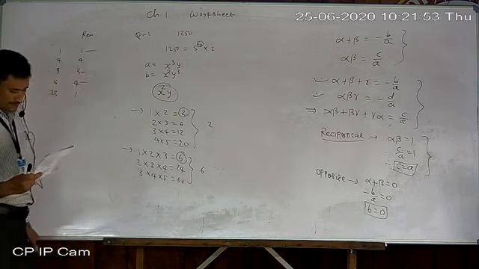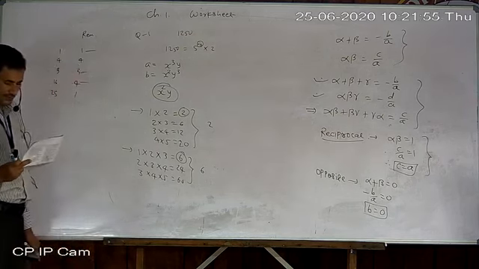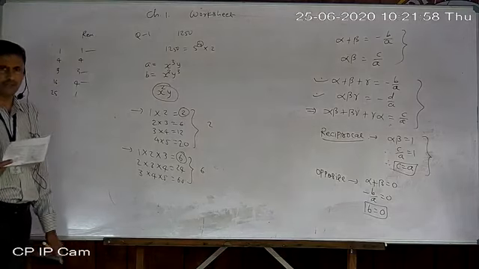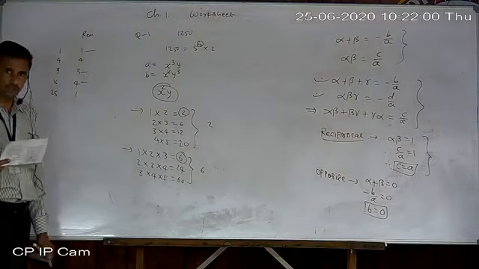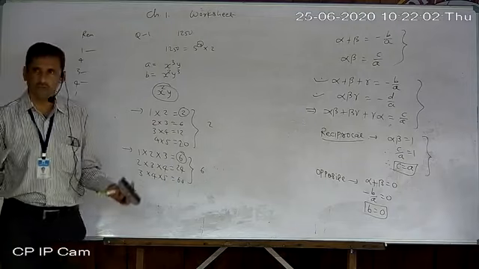Number 10. LCM of the smallest prime number and the smallest composite number. You can find it. The smallest prime is 2. The smallest composite is 4. So the LCM of 2 and 4 you might know.